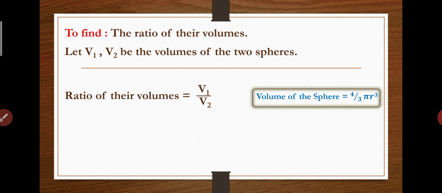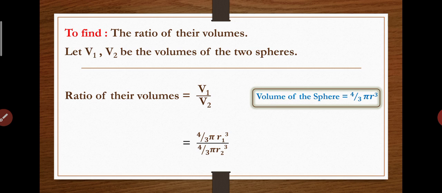What is the formula to find the volume of the sphere? 4/3 pi r cube, isn't it? Now V1 means the volume of the first sphere, and V2 means the volume of the second sphere. The volume of the sphere formula is 4/3 pi r cube. This is the general formula. But while writing the volume of the first sphere, in the place of r we have to substitute the radius of the first sphere. So what will you get? 4/3 pi r1 cube, since the radius of the first sphere is r1, divided by V2. V2 means 4/3 pi, what is the radius? r2, so r2 cube.